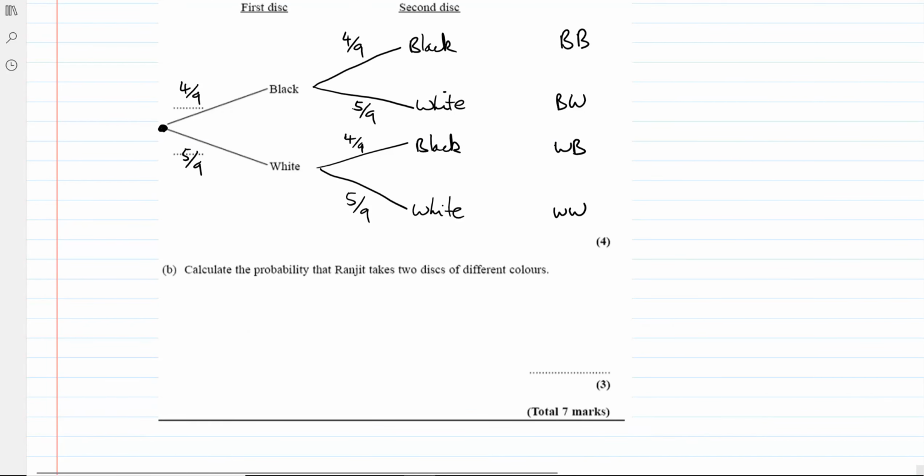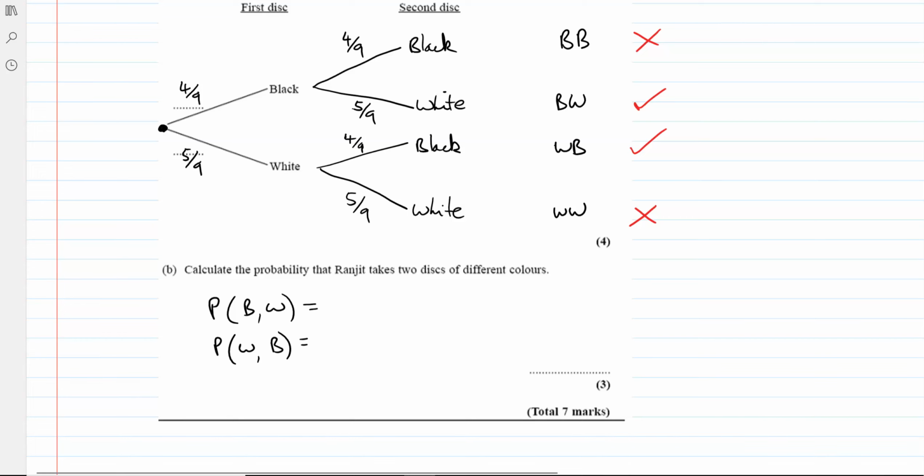Calculate the probability that Ranjit takes 2 discs of different colours. So now you just need to look at these different outcomes here and decide, well, which of those outcomes give me 2 discs of different colours? Well, black then black, that doesn't give me 2 discs of different colours, I get the same. Black then white does, 2 different colours. White then black does, 2 different colours. White then white doesn't. So I'm concerning myself with the probability of pulling out a black disc then a white disc, and the probability of pulling out a white disc then a black disc.